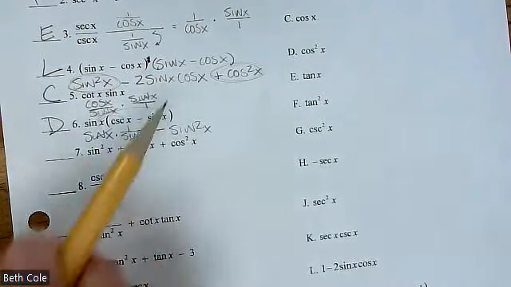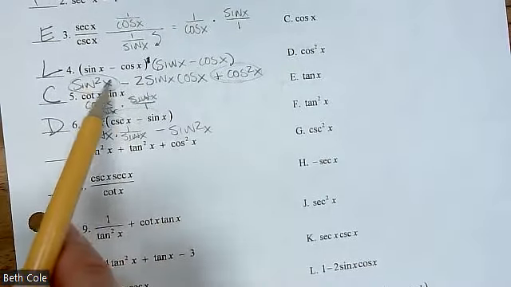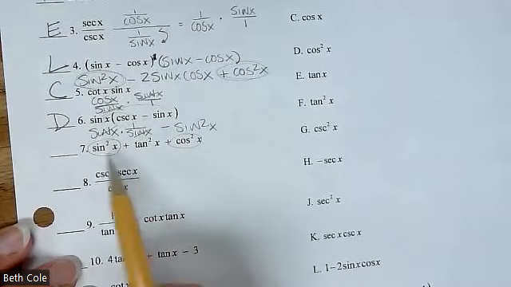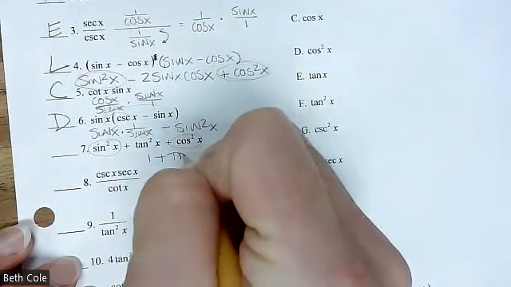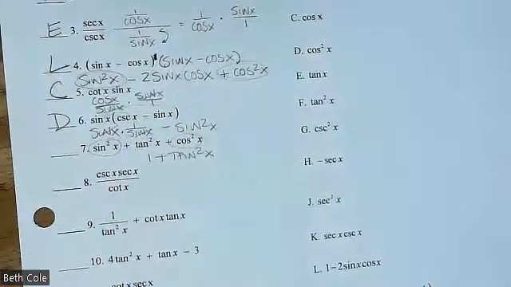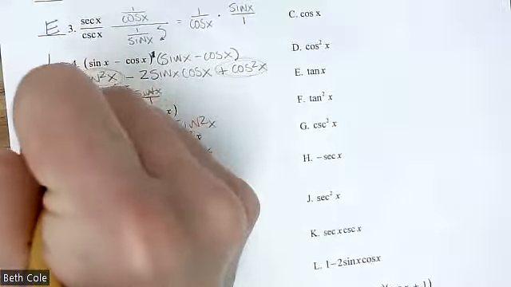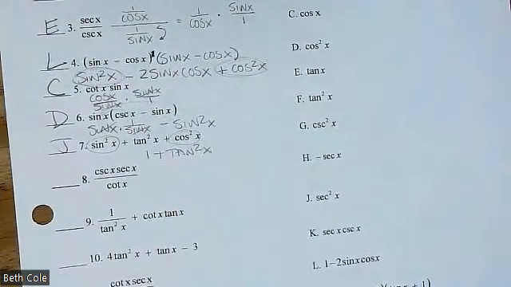7 is really similar to 4. You have that sine squared plus cosine squared that you can replace with 1. So we've got 1 plus tangent squared. And that's a Pythagorean one. What is 1 plus tangent squared? Secant squared. Good. So that one is J as in jumping beans.